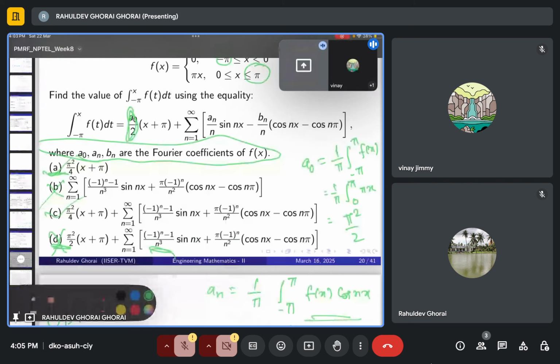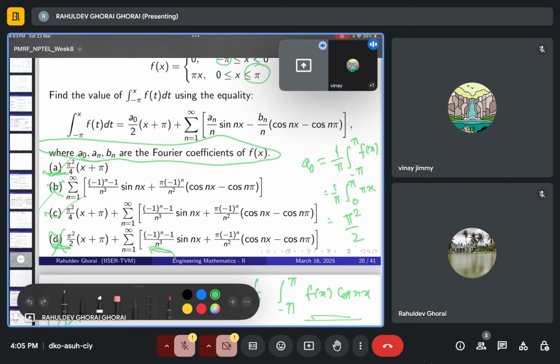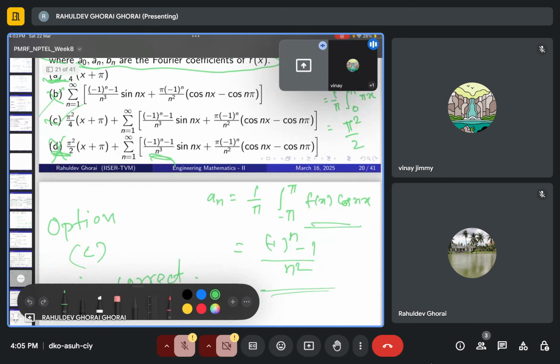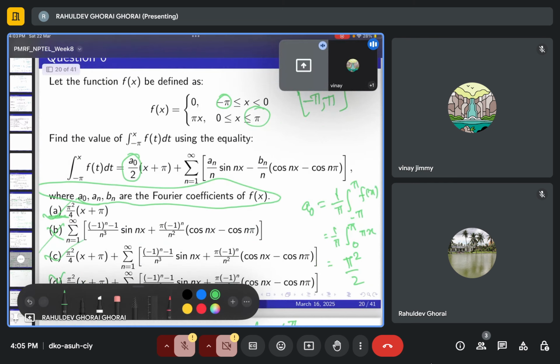So when you have a naught over 2, the 1 by 2 pi would apply if the series were 1 over 2 pi times the integral of f(x) over that interval. But here, because of a naught by 2, you take 1 by pi. The a naught by 2 then becomes 1 by 2 pi times that thing. That's why whenever a naught by 2 is there, you have to take only 1 over pi for a naught, because the 2 is already taken here. If it is not taken, then you have to take 1 over 2 pi.